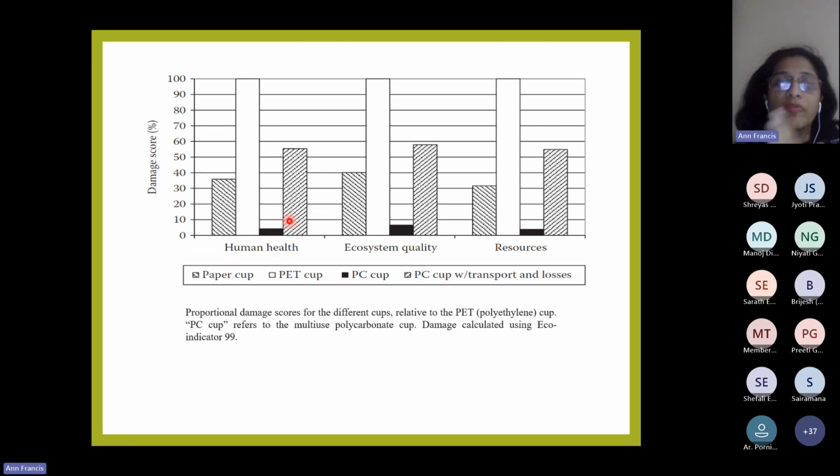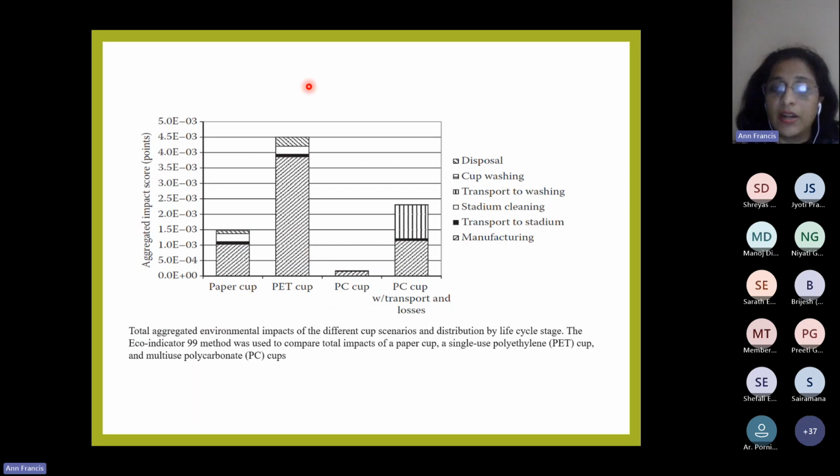You must have come across a lot of such graphs which compare the particular impact with different kinds of scenarios. Now, this is again an interesting representation, because in LCA we do a lot of aggregation of scores. I'll come to this later, but we generally consider all the impacts and aggregate them into one score.